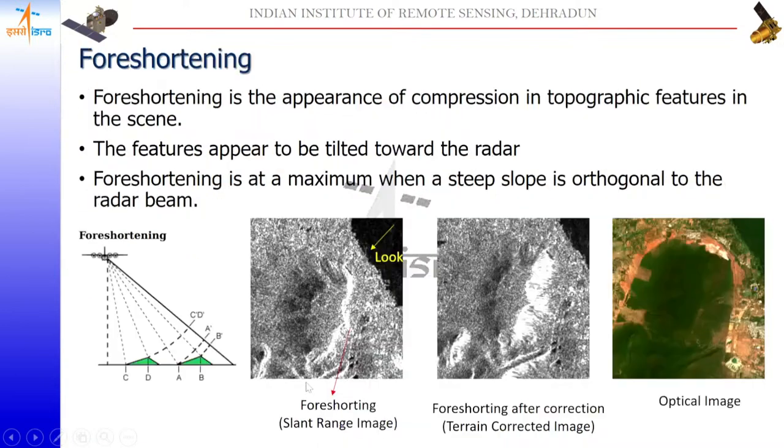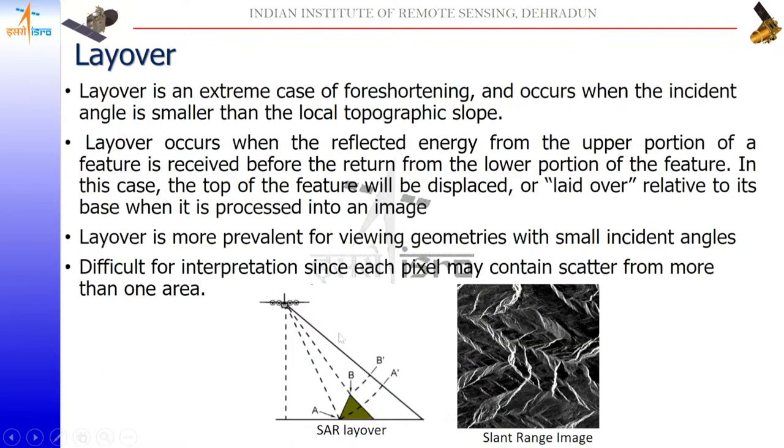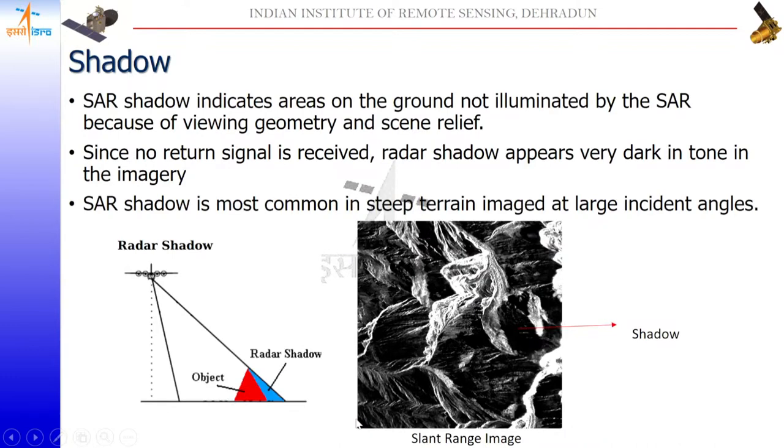So this is called foreshortening, the compression of the mountains. The second is the layover, where the top of the mountain will come first and the base will come afterwards. And third is the shadow.